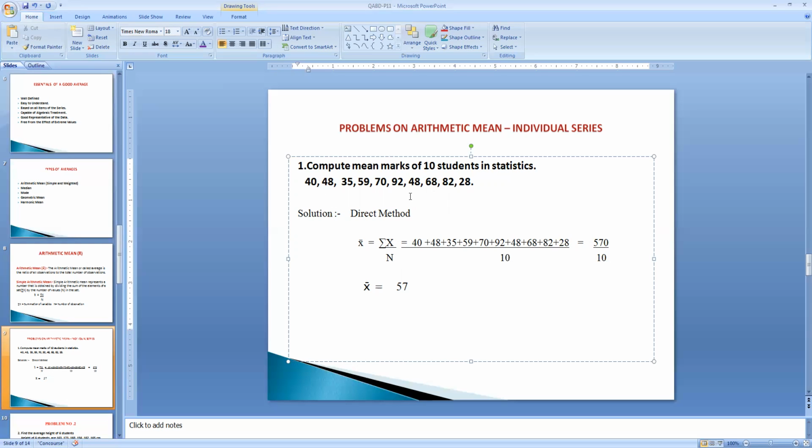So we have to add all the values. Sigma x means the summation of the x variables given in the question, that is 40 plus 48 plus 35 plus 59 plus 17 plus 92 plus 48 plus 68 plus 82 plus 28, divided by how many students' marks are given, that is 10. So mean equals sigma x by 10. The total of the numerator is 570, divided by 10. Therefore the arithmetic mean, or the average marks of the 10 students, is 57. More or less, the students have scored in the range of 57 marks. This is the average marks in the individual series.